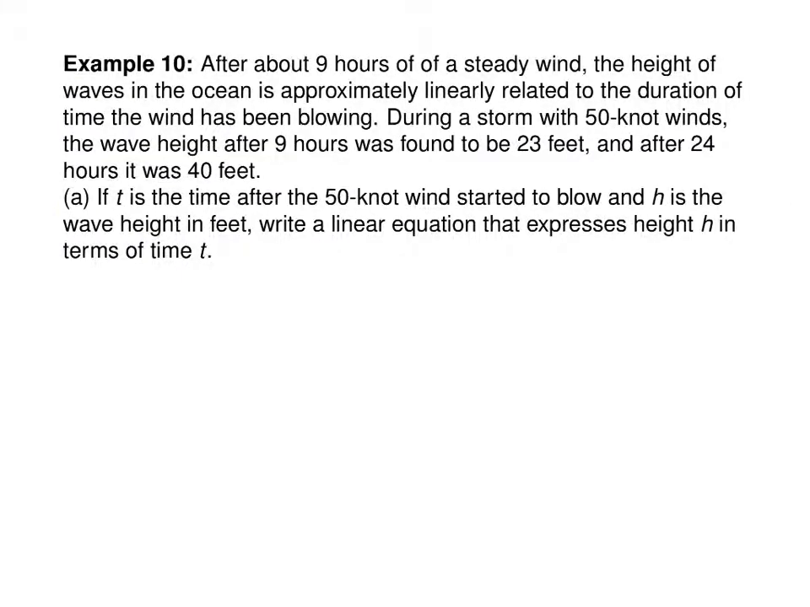Okay, so here's another, but this one's a little bit harder. After about 9 hours of a steady wind, the height of waves in the ocean is approximately linearly related to the duration of time the wind's been blowing. During a storm with 50 knot winds, the wave height after 9 hours is 23 feet. After 24 hours of the wind blowing at the same speed, it's at 40 feet. So if t is the time after the 50-knot wind started to blow, and h is the wave height, write a linear equation that expresses the height in terms of time t.